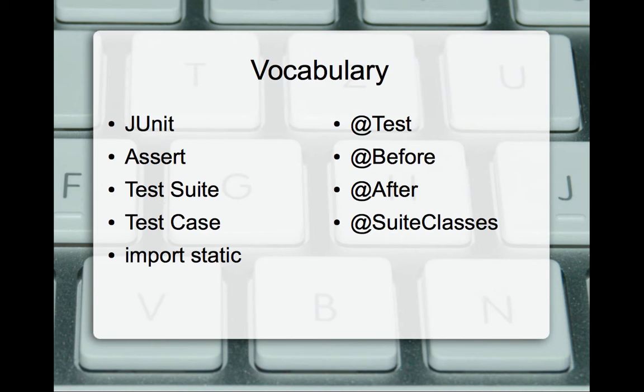So we have a few things over here on the left. We have JUnit, which is the actual testing structure we'll be using. Assert, which is what we're verifying. We have our test suite and test case, which are the two different types of things we'll be doing. The test suite refers to a collection of tests, and the test case is a specific test for a class itself. We also have import static, which we'll be addressing, which is how we'll be dealing with the imports required when we're using JUnit in class.